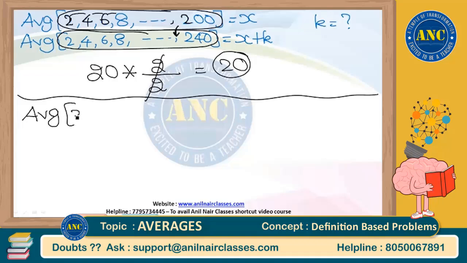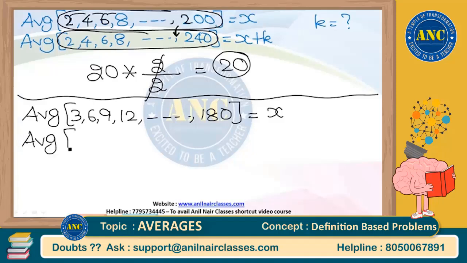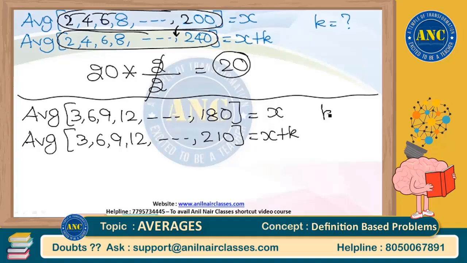I am damn sure after listening to Anil Nair classes, YouTube channel classes, your way of problem solving in aptitude will grow at least minimum 10x times with what you were earlier. This is with practice is what I am saying. 3, 6, 9, 12 till 180 average is x. 3, 6, 9, 12 till 210 average is x plus k. Find the value of k.